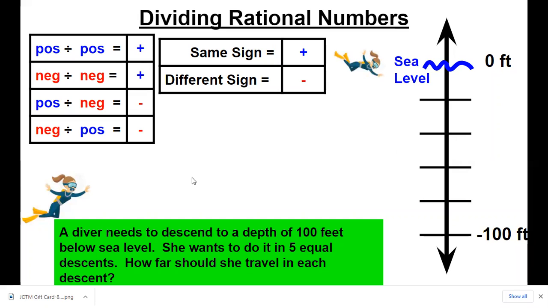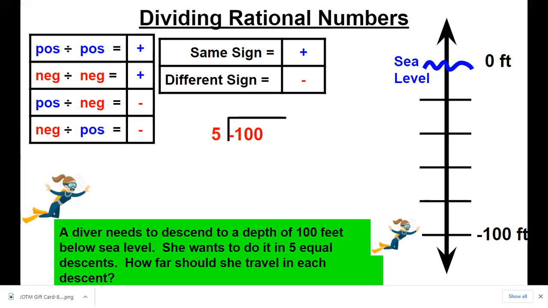So here's our diver. She descends to a depth of 100 feet. Here she goes, she's going down. And remember, 100 is going to be negative because it's below 0. So she went down to negative 100 feet. She wanted to do it in 5 equal parts. So how much did she travel for each one of those equal parts? Well, we have to divide. So we're going to divide negative 100 by exactly 5.